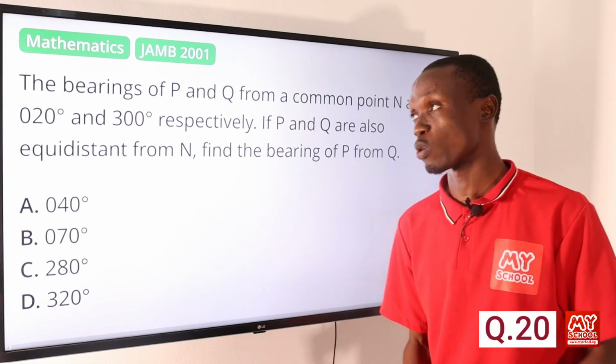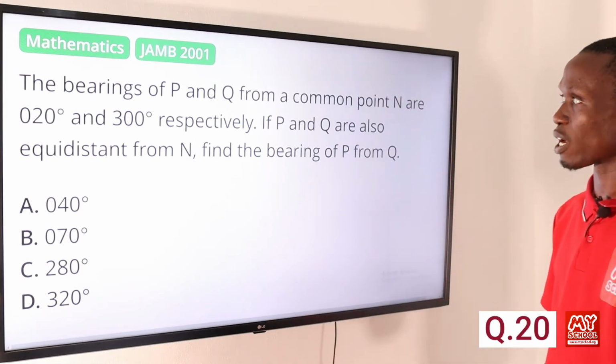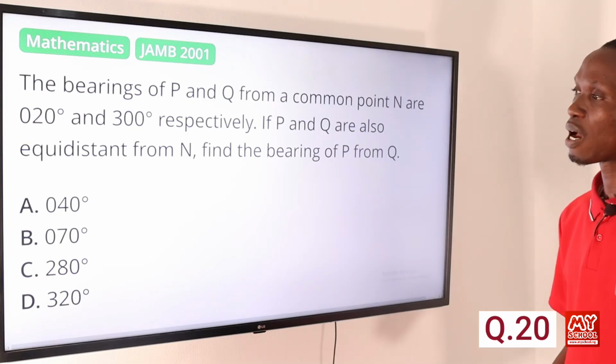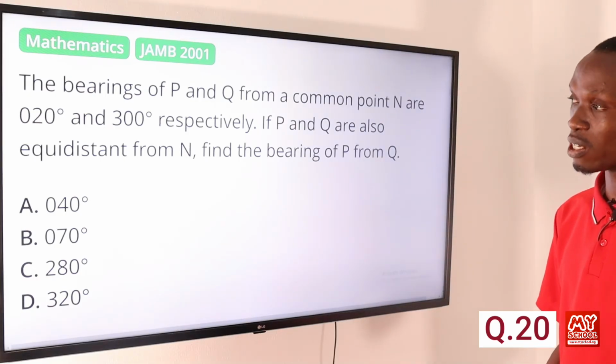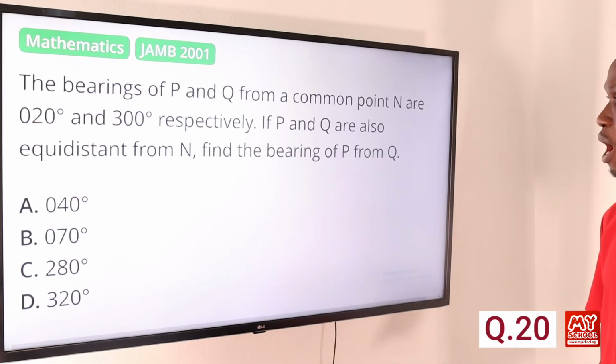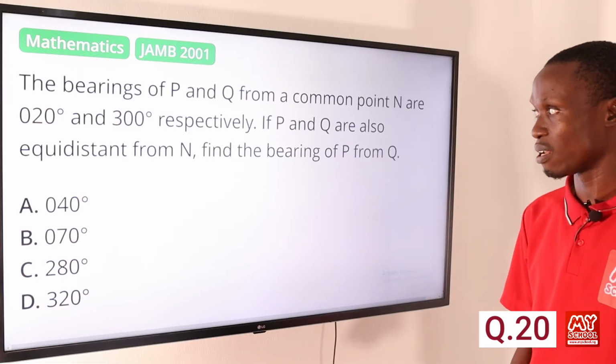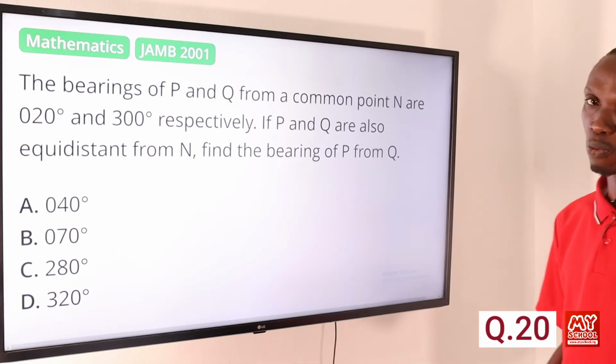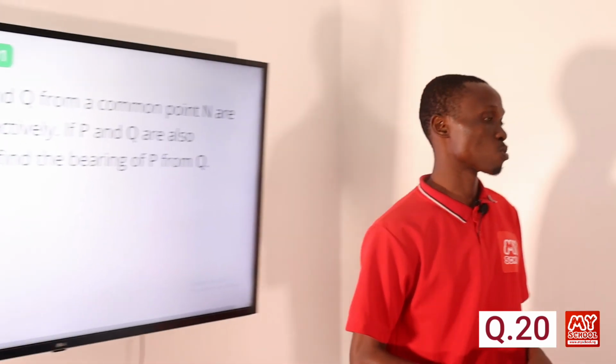Moving on to question 20. The bearings of P and Q from a common point N are 020 degrees and 300 degrees respectively. If P and Q are also equidistant from N, find the bearing of P from Q. So let's move to the board to solve this question.